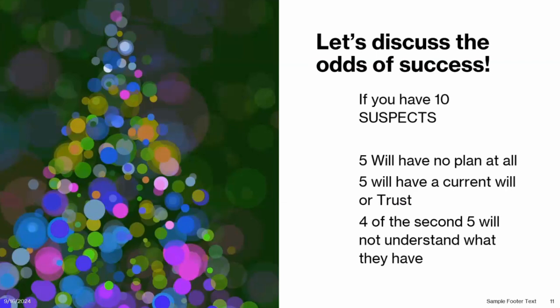Let's say there's a pond with 10 fish in the water, and you know there's 10 fish in there, and you want to catch all 10 of them. You just need to remember that when it comes to the estate planning world, 5 will have no plan at all. Now, it could be that they have no plan at all because they have no money and no ability to pay. If you're approaching those people, that's not a good idea. But if you approach 5 middle-class people, they will have no plan at all. 5 will have a current will or trust.